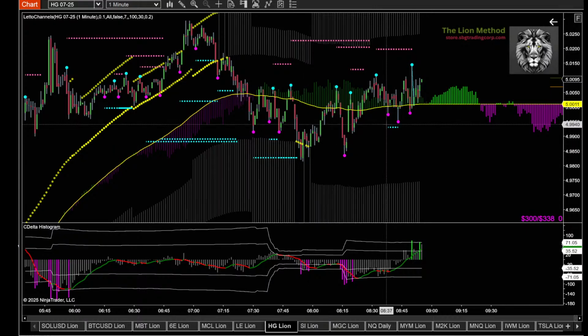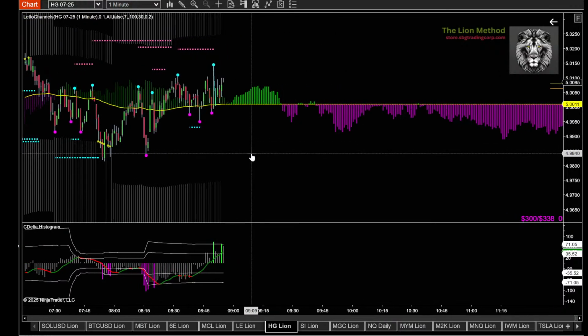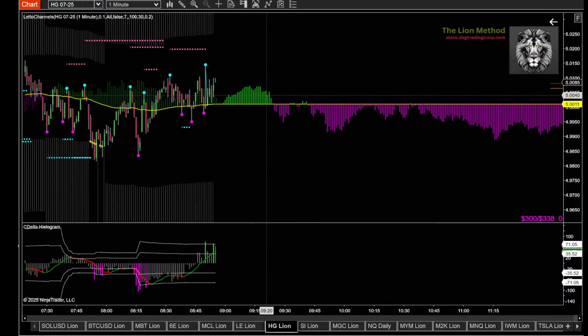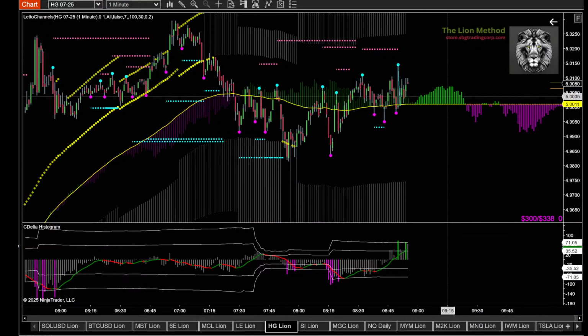Another aspect of Leto channels before I move on is these histograms. These are called tendency histograms that Leto channels makes. And it tells us that the market in the last 7 days has tended to be above the moving average when it's green, or it tends to be below the moving average when it's red. So we have some sort of historical fingerprint, let's say. The market tends to be above or below the moving average if it's green or red.